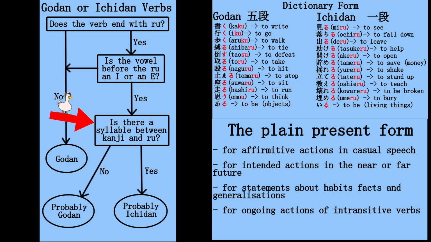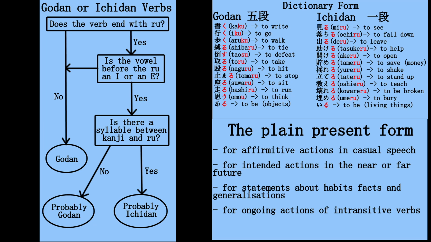How is the word written? Is there a syllable between the kanji and the ending ru? If no, I'm afraid it still can be both, but there is a good possibility it is a Godan verb. If yes, again there is a possibility it is both, but there is a very good chance it is an Ichidan verb. However, at this point, you either remember which it is or you have to look it up. So that's not a perfect method, but you can really narrow things down with it.